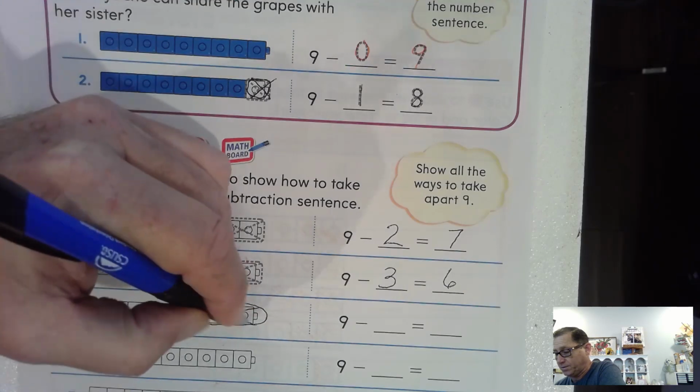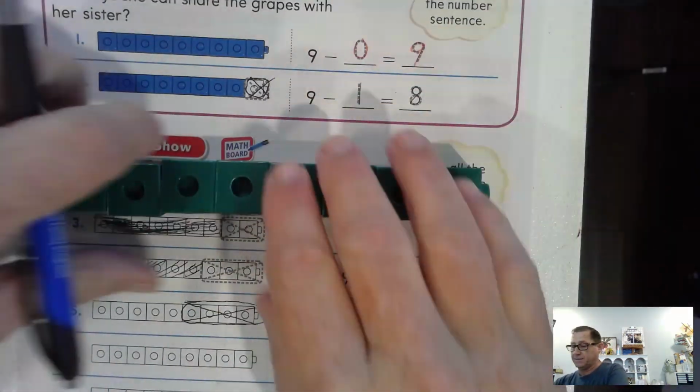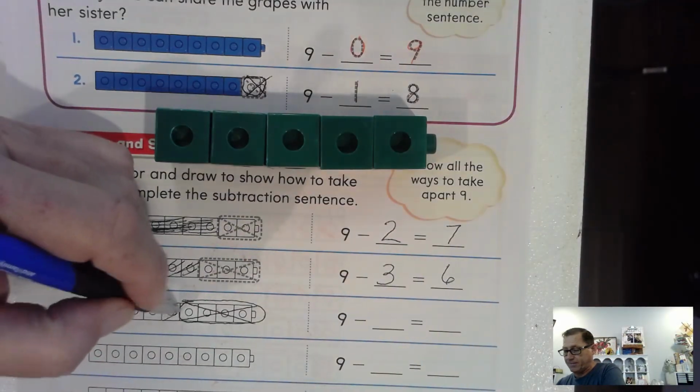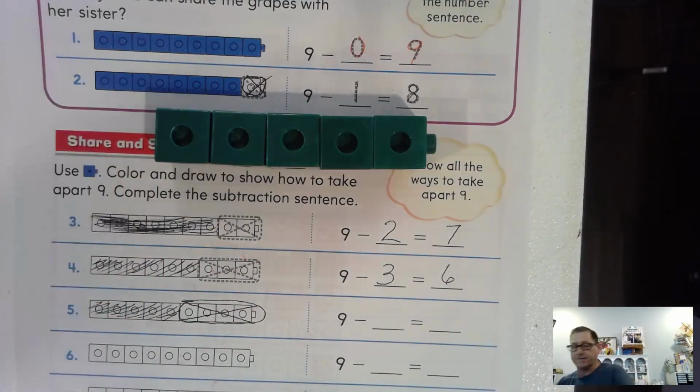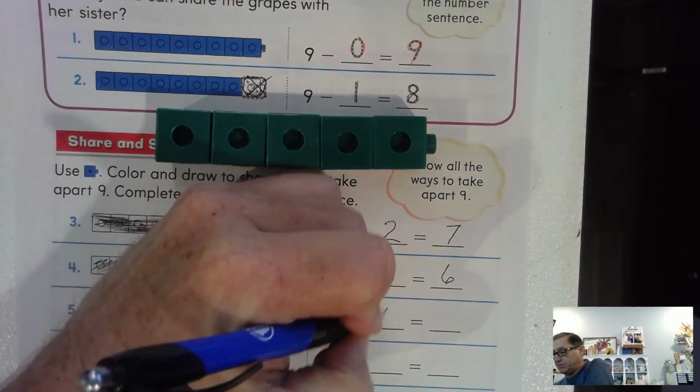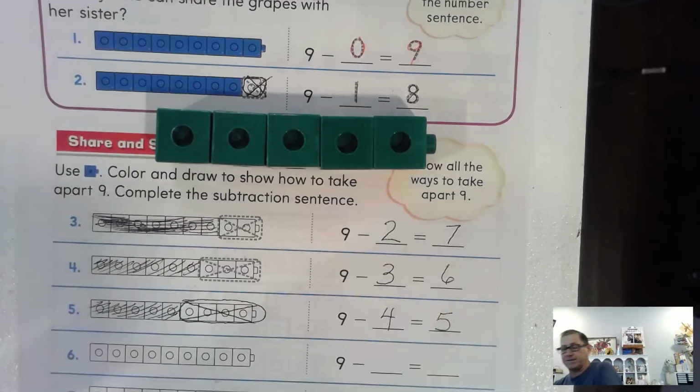So circle 4, cross them out. Let's take away 4 from the cube train. And we have 5 remaining. 1, 2, 3, 4, 5. So 9 minus 4 is 5.